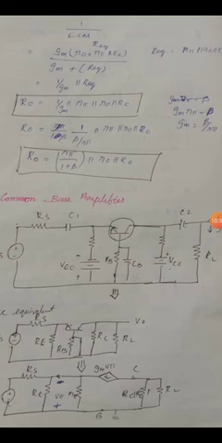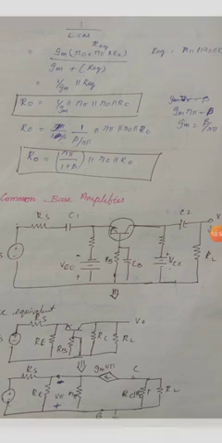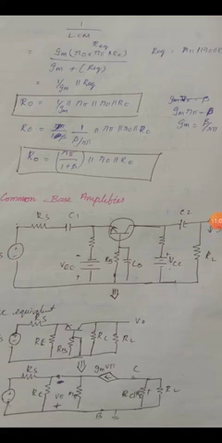Or else, by combining this 1 by gm with R pi, because gm can be written as beta by R pi. We know that gm R pi equals beta, so you can write 1 by gm as R pi by beta. So when I am substituting that, Ro can be given as R pi divided by 1 plus beta, parallel with R naught, parallel with RE. With that, the common collector amplifier analysis is complete.